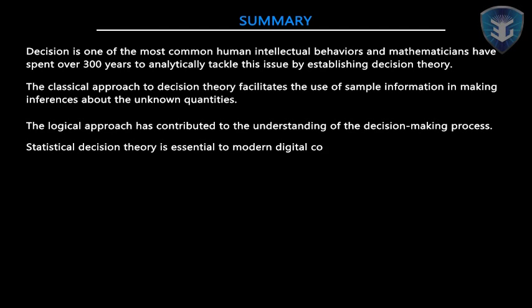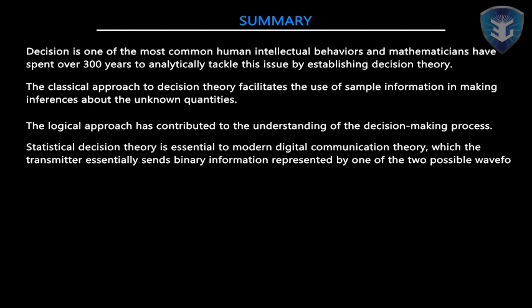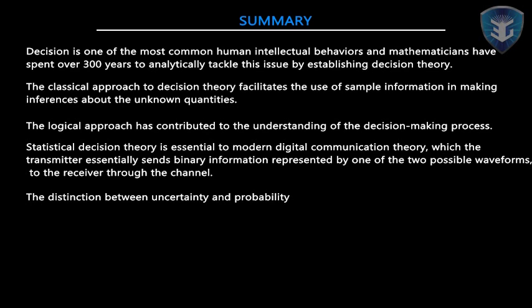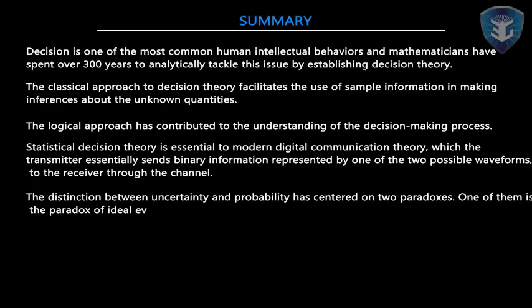Statistical decision theory is essential to modern digital communication theory, in which the transmitter essentially sends binary information represented by one of the two possible waveforms to the receiver through the channel. The distinction between uncertainty and probability has centered on two paradoxes. One of them is the paradox of ideal evidence.